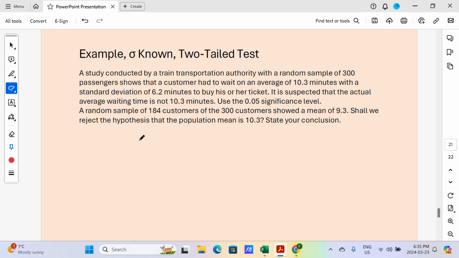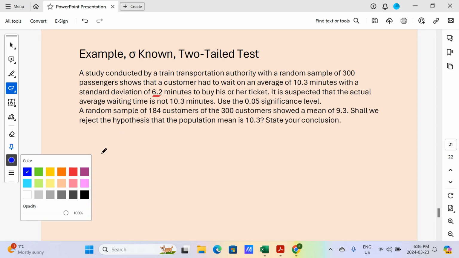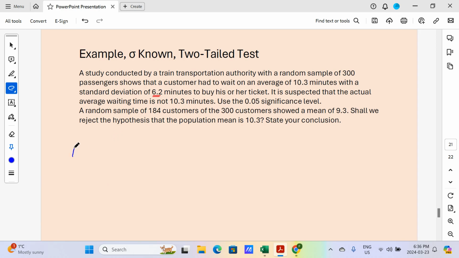Sigma is known. Sigma is given in the question. The question says a study conducted by a train transportation authority with a random sample of 300 passengers shows that a customer had to wait on average 10.3 minutes with a standard deviation of 6.2 minutes. Look at this, sigma, the standard deviation, is known, 6.2, to buy their ticket. It is suspected that the actual average waiting time is not 10.3 minutes. We are going to make a hypothesis testing for this claim. What is the claim? They are claiming that the average waiting time, mu, is not equal to 10.3.